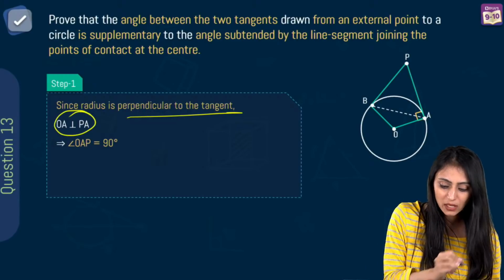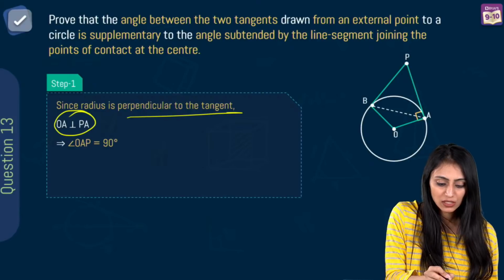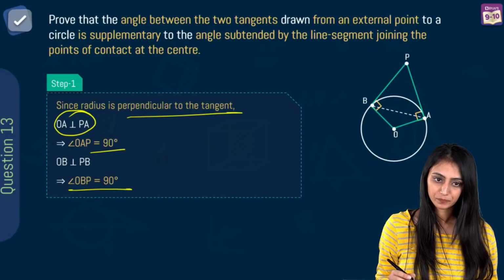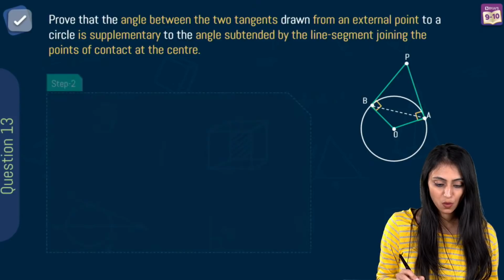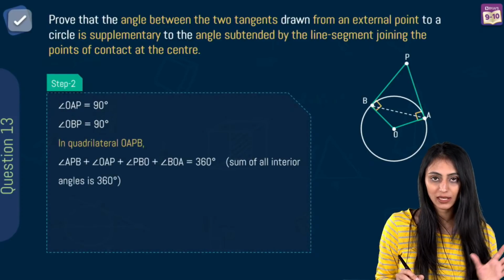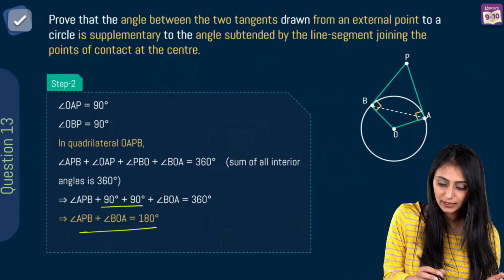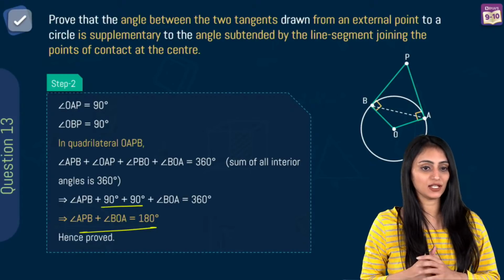Then I'm saying that OA and PA are going to be perpendicular. So this angle is 90 degrees. Similarly, this angle would be 90 degrees. Alright, so what we can do is in this quadrilateral, let's add all of them up. It's going to be equal to 360 degrees. These two angles are 90 degrees and hence proved. We arrived at the solution.